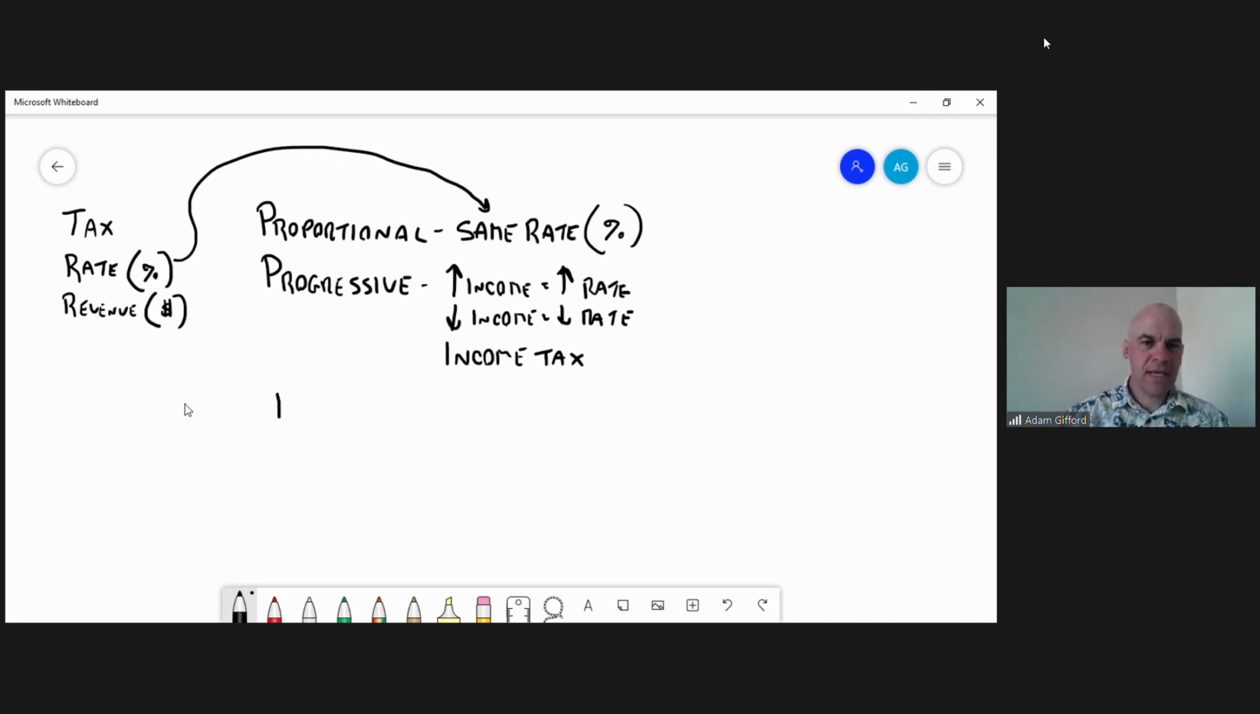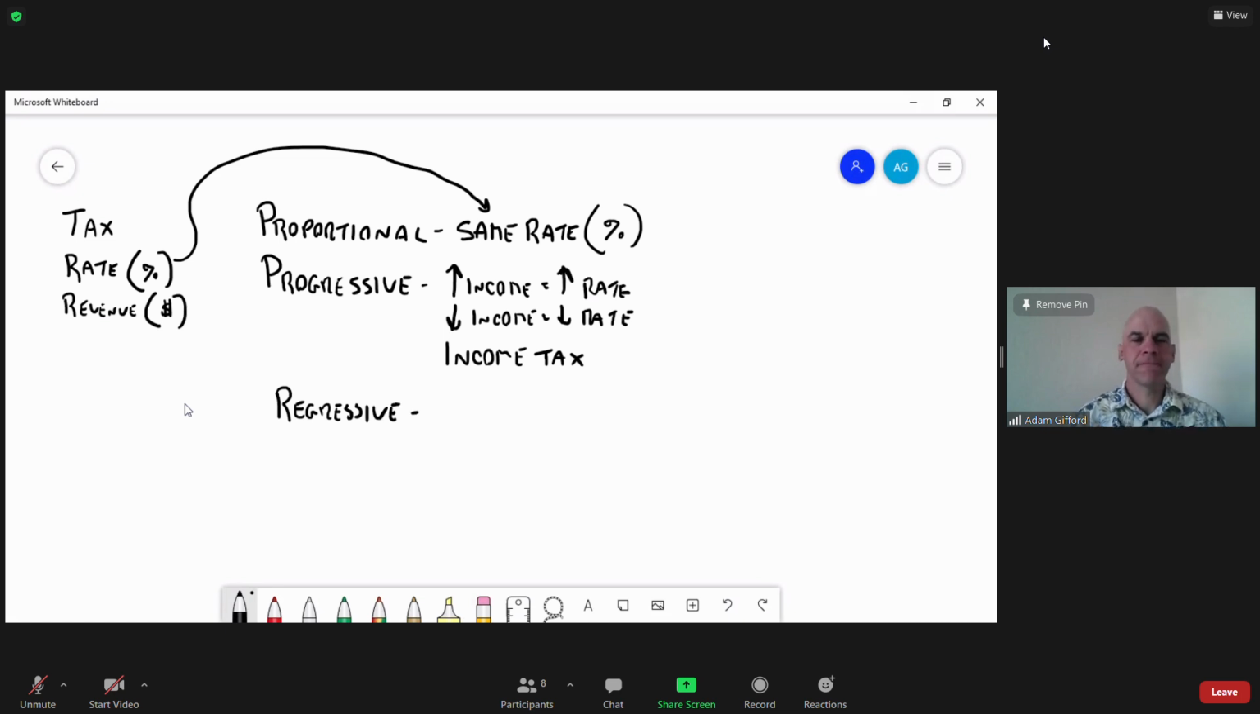And the last one is a regressive tax. Who remembers the definition for regressive tax? As income increases, tax rate decreases, or as income decreases, tax rate increases. All right, so now income and tax rate move in opposite directions. As income increases, tax rate decreases, and the inverse is also true. So they move in different directions.